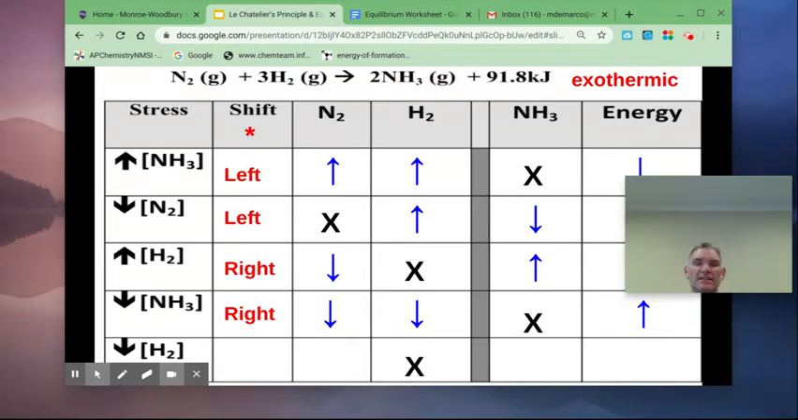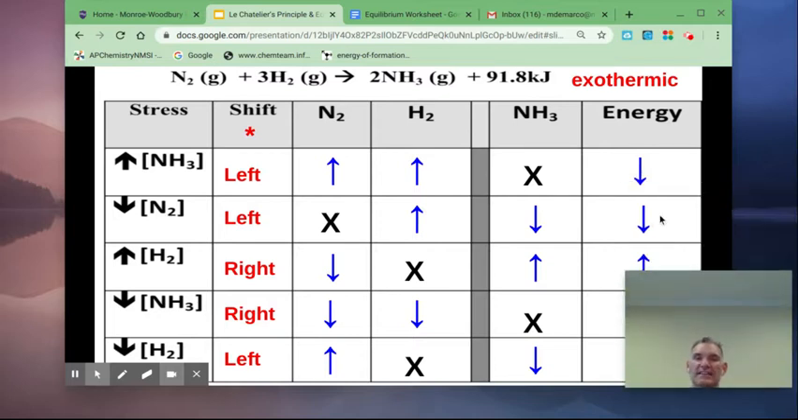The last one on this page says decrease H2. Well, remove shifts to the same. H2 is on the left, so I'm going to shift to the left, and therefore the left side must go up and the right side must go down. Now, again, you may want to watch this over one or two more times till it sinks in. If you got it, though, just keep moving on. They're all similar in the way that it works. Once I know the shift, I know how to apply everything else.